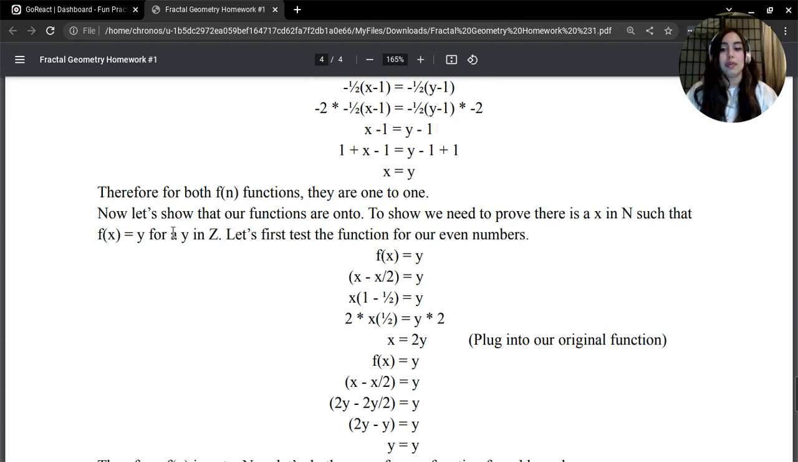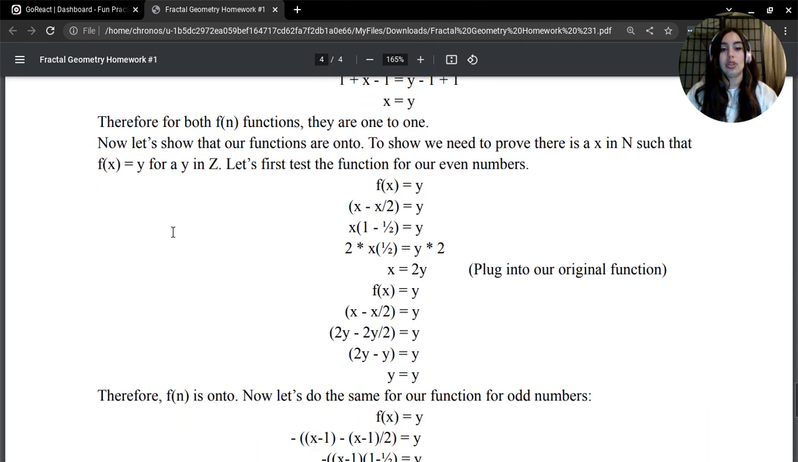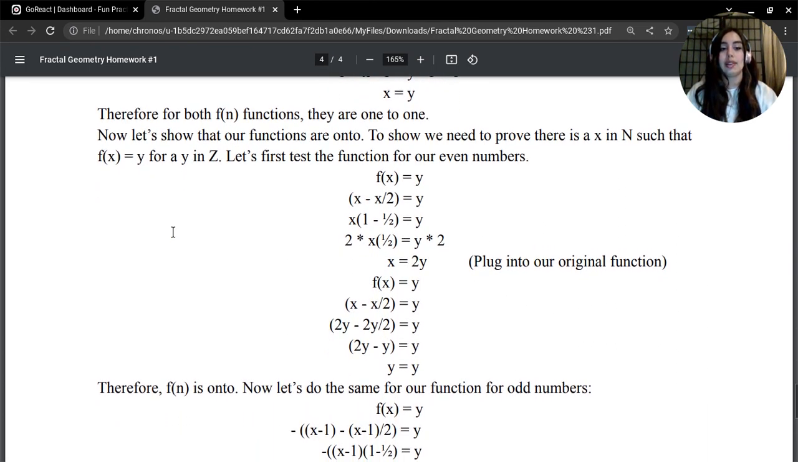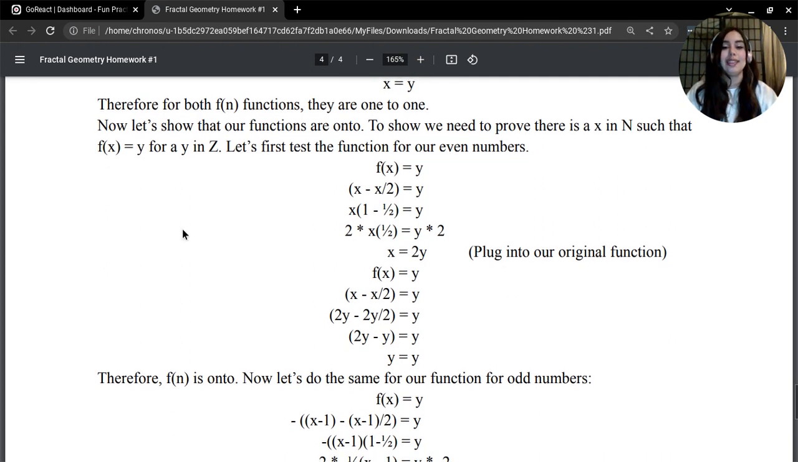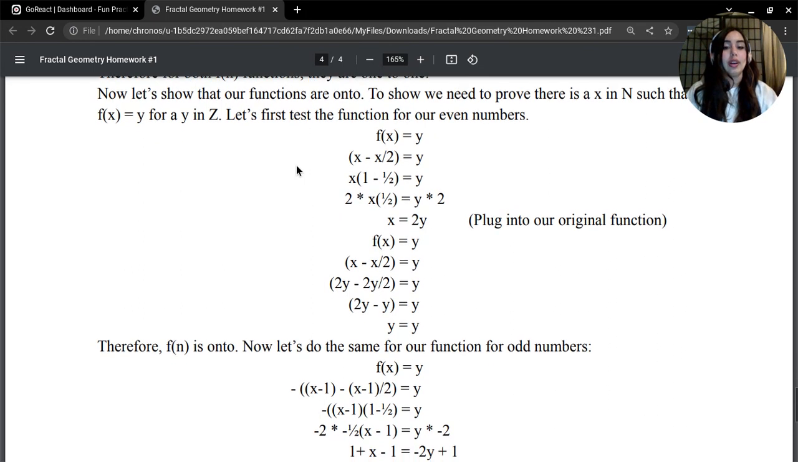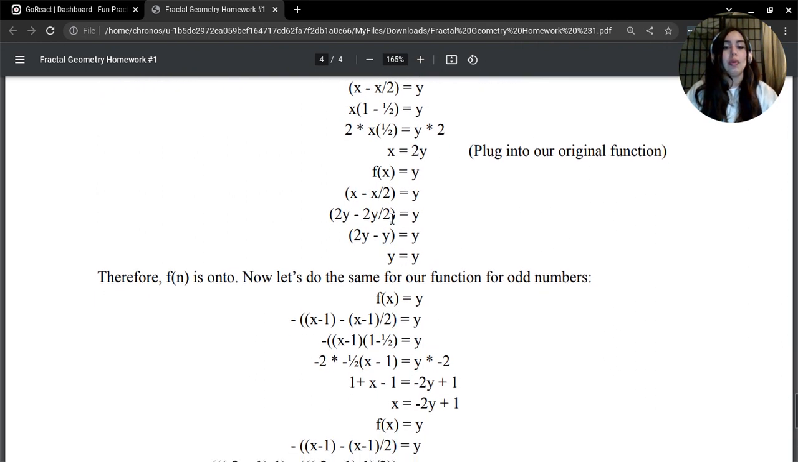And so now that we have proved that, we need to show that our functions are onto. And to prove this, we need to show that there is an x in N such that f of x equals y for any y in Z. First, let's test the functions for our even numbers. So we have f of x equals y. And when we plug in our even equation, we have x minus x divided by 2 is equal to y. We can factor out our x, simplify the numerics again, multiply 2 on both sides, and we're left with x equals 2y, which we can plug into our original function.